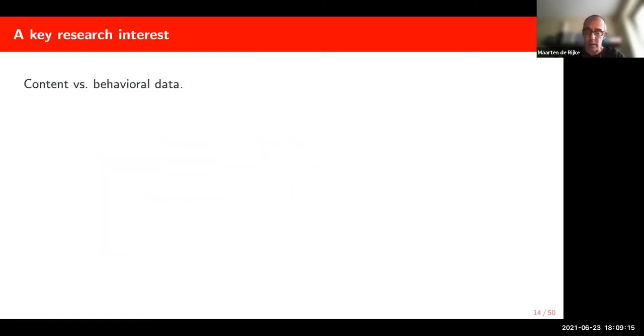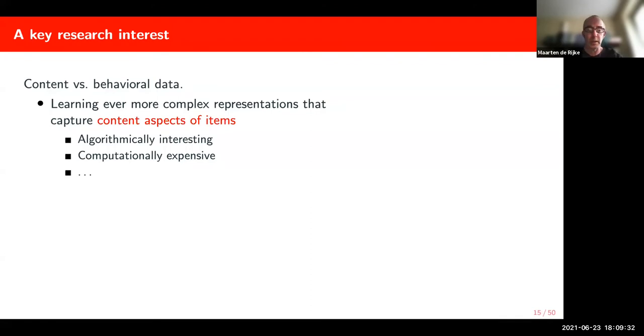Now, as I said near the opening, one of our key interests is how to combine and what to do with understanding, analyzing the content of items, of collections of items on the one hand, and behavioral data on the other hand.